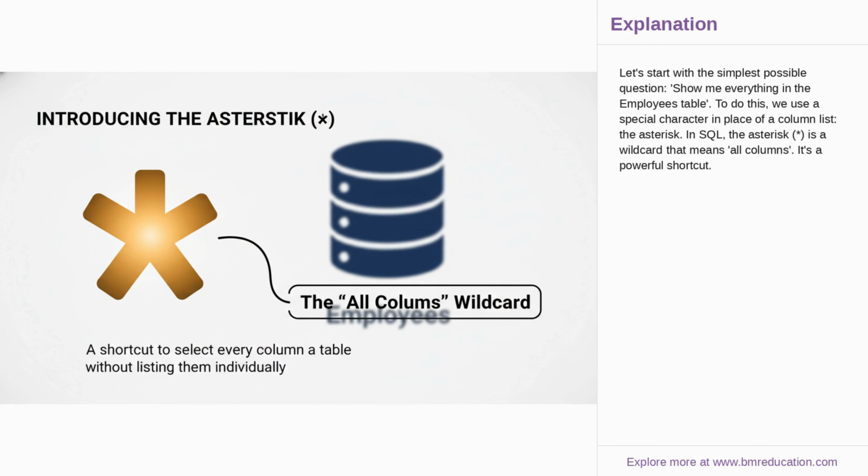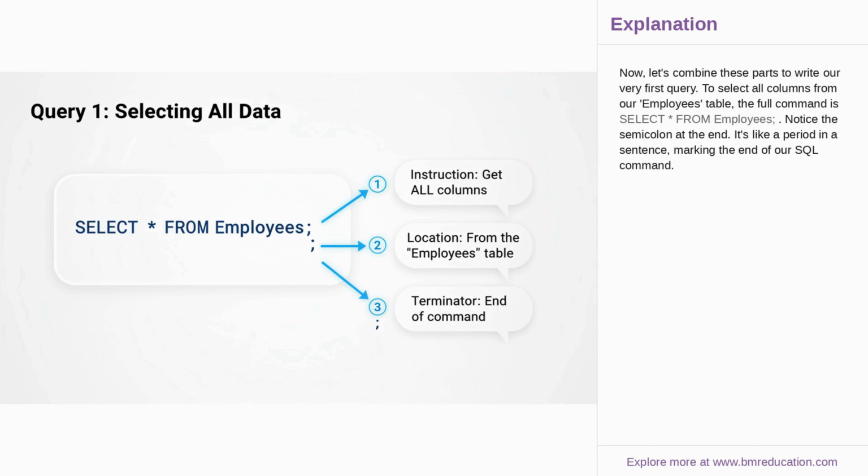Let's start with the simplest possible question. Show me everything in the employees table. To do this, we use a special character in place of a column list, the asterisk. In SQL, the asterisk, or star, is a wildcard that means all columns. It's a powerful shortcut. Now, let's combine these parts to write our very first query.